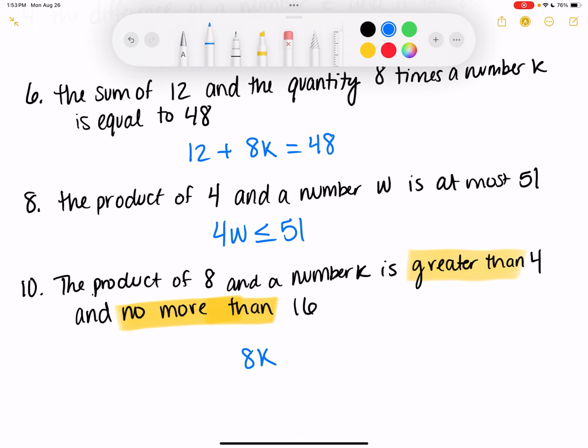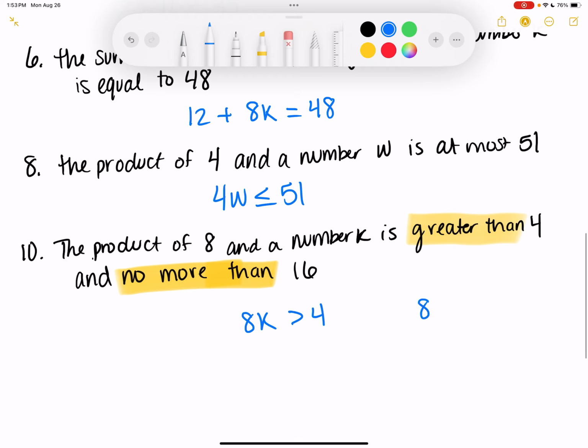So I'm just going to do this initially. We're going to write it separate. So we know that it's greater than 4. What do I also know about 8k? It's no more than 16. So how would I write that? 8k less than or equal to 16.